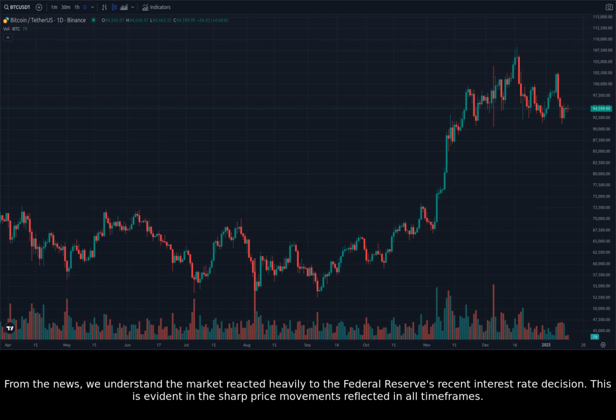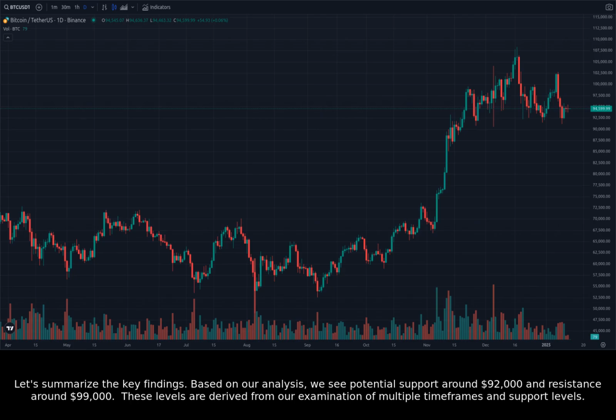From the news, we understand the market reacted heavily to the Federal Reserve's recent interest rate decision. This is evident in the sharp price movements reflected in all timeframes. Let's summarize the key findings. Based on our analysis, we see potential support around $92,000 and resistance around $99,000. These levels are derived from our examination of multiple timeframes and support levels.